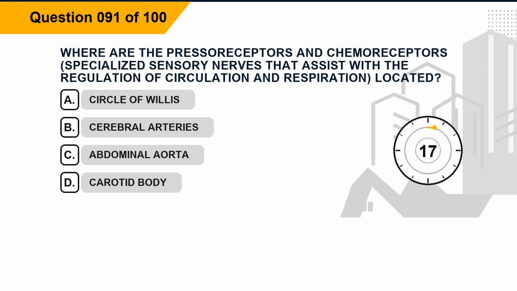Question 91. Where are the pressoreceptors and chemoreceptors, specialized sensory nerves that assist with the regulation of circulation and respiration, located? Option A. Circle of Willis. Option B. Cerebral arteries. Option C. Abdominal aorta. Option D. Carotid body.